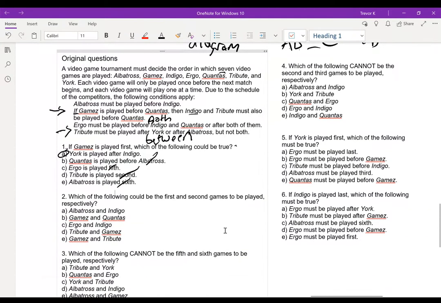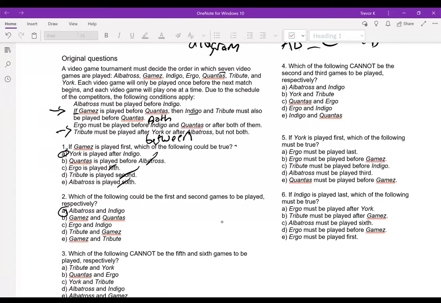All right. Number two, which of the following could be the first and second games to be played respectively? Albatross and Indigo. That one's probably fine. Albatross and Indigo, pretty easy for both of them to be early because rule one is the only one that applies to Albatross and Indigo. The rest that apply to Indigo is rule two, which is just a case in which Indigo is early. So again, if I was pressed for time, I'd just guess A, but I'm not, so let me check the rest.